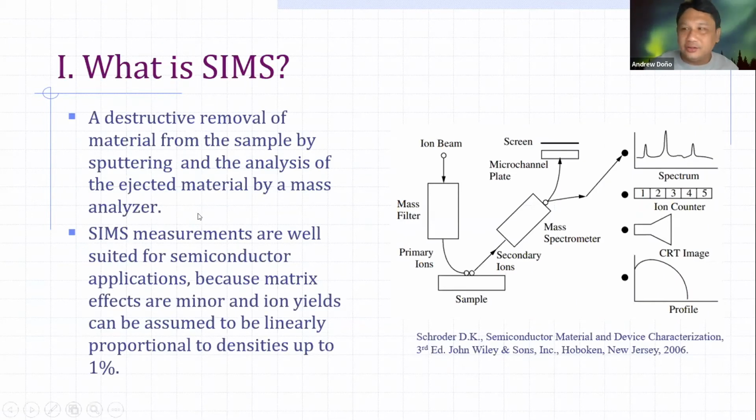So what is SIMS? SIMS is a destructive removal of material from a sample by sputtering and the analysis of the ejected material by a mass analyzer. So this is the schematic diagram of the SIMS. I got this diagram from the book of Schroder. And also SIMS measurements are well suited for semiconductor applications, because in SIMS the matrix effects are minor and ion yields can be assumed to be linearly proportional to densities up to 1%.